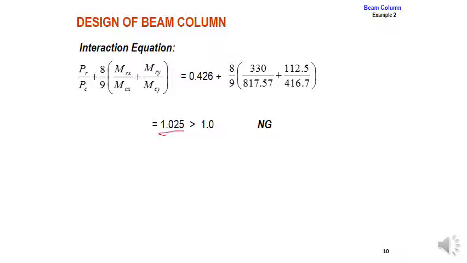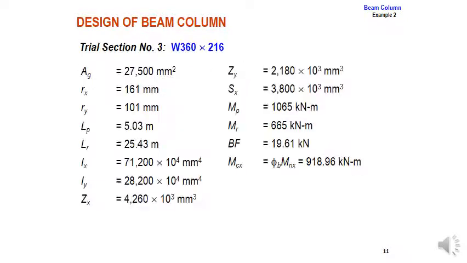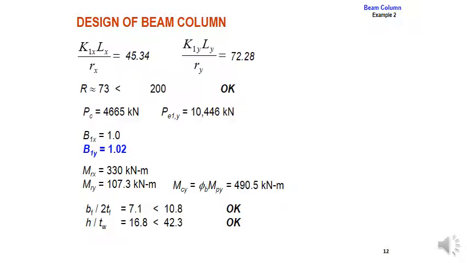It is again 1.025, greater than 1. Now revise the section with again a stronger section. The rest of the procedure will remain the same.